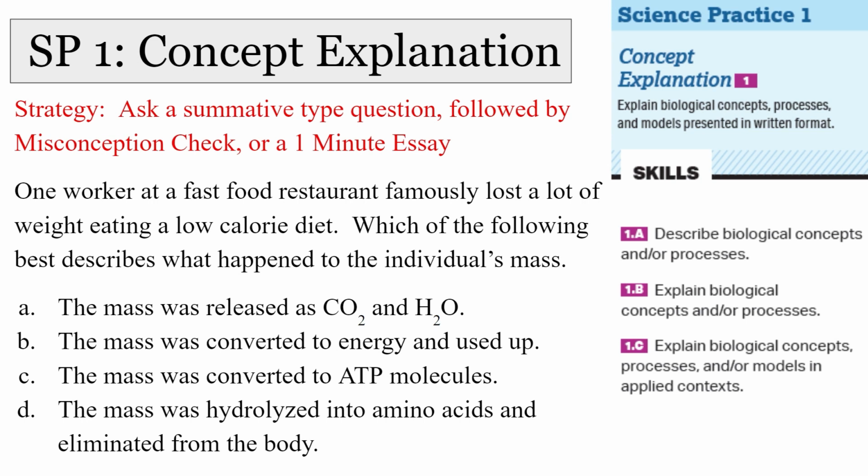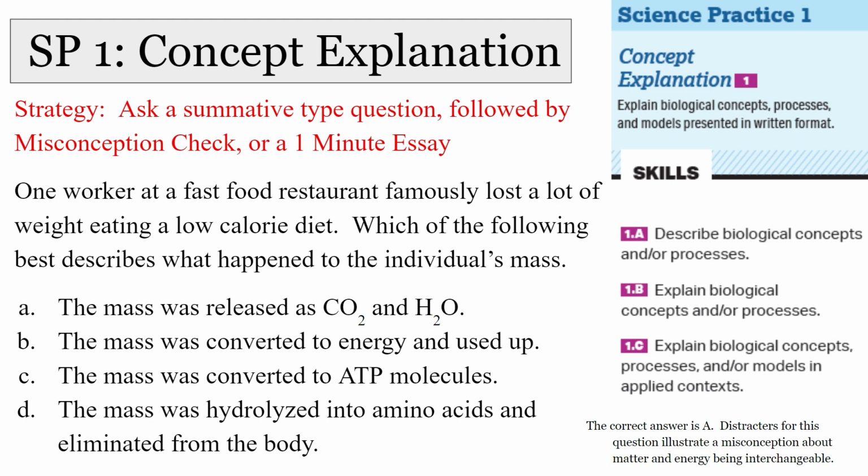So the question is, a worker at a fast food restaurant famously lost a lot of weight eating a low-calorie diet. Which of the following best describes what happened to the individual's mass? So this happens to be a multiple choice question. It wouldn't have to be. You could give it as a free response question where they would have to write out the answer. But the answer that we're looking for here is rarely the answer that most students are able to choose the first time through.